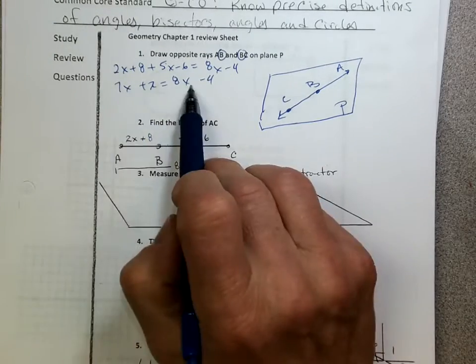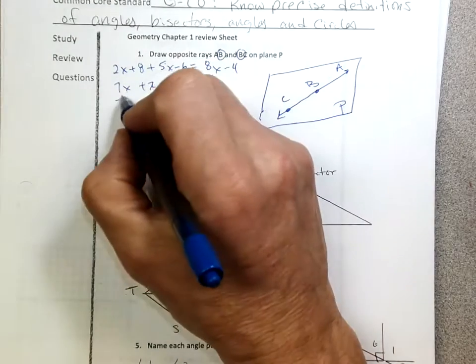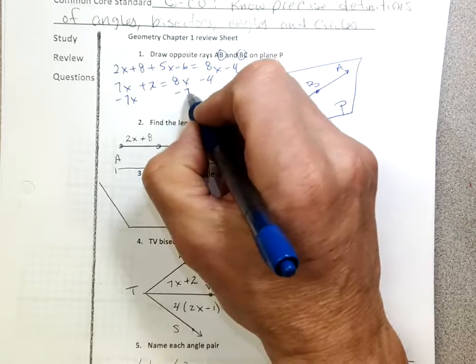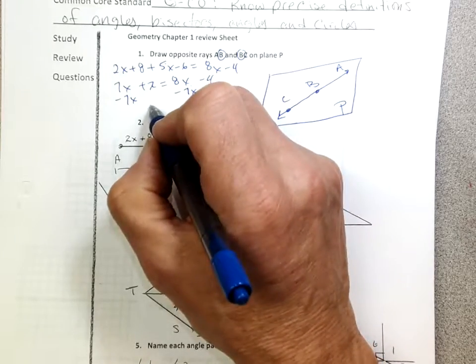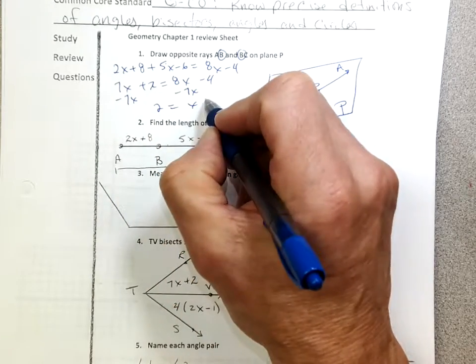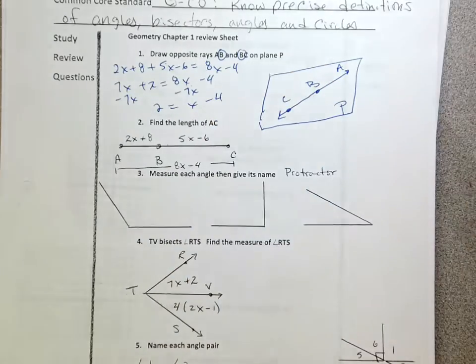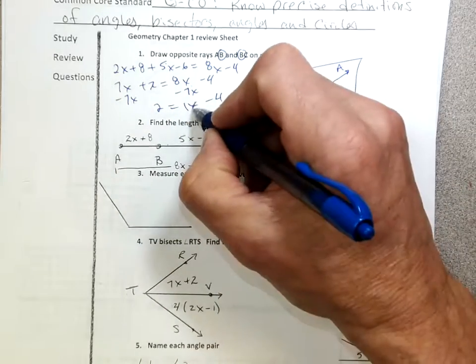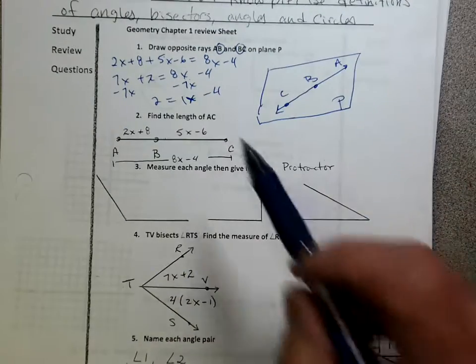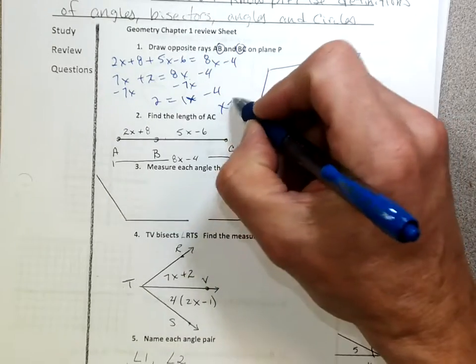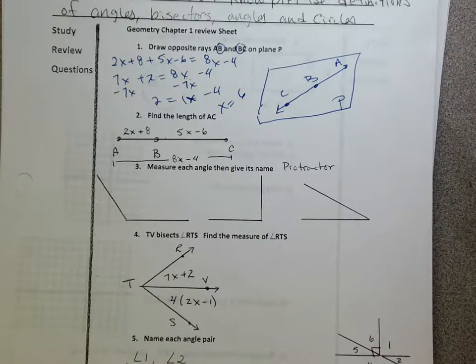I've got x's on both sides, so let's get rid of the 7x. I'm going to go minus 7x minus 7x. So I'll have a 2 equals an x minus 4. 1x and x are the same thing. I could put a 1 there if I wanted to. I don't really need to, but just solving. Plus 4 plus 4. So I get x equals 6. But that's not the answer, right? We need to find AC.